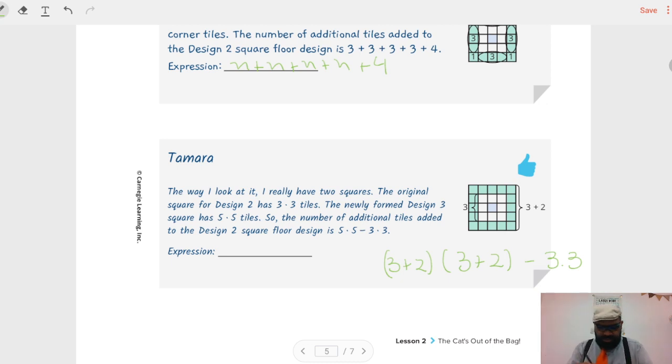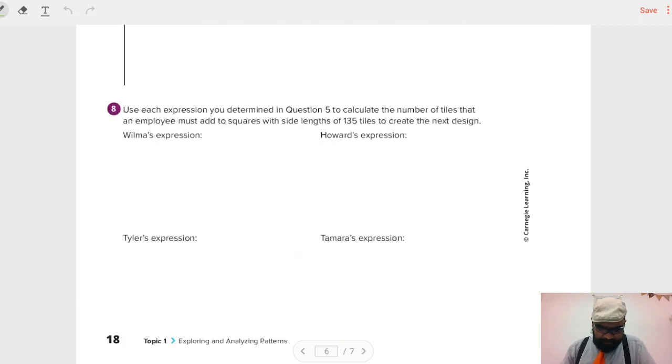Remember which number we're moving back? Number 3. Let's write here, it is n plus 2 times n plus 2, exactly the same, minus n times n. How do you write that in math? It is n plus 2 to the second power minus n squared. This is a different approach for the thing.